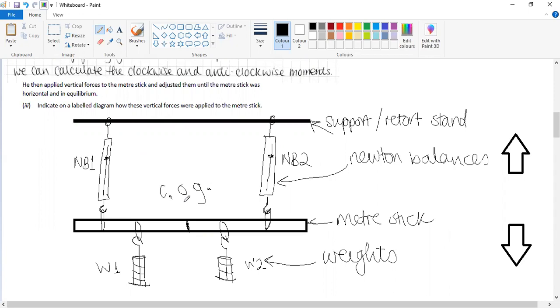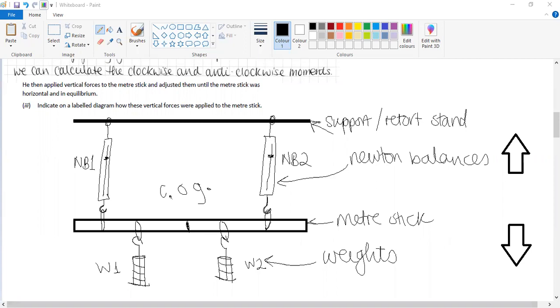Hopefully it's helping you to remember this experiment that you should have done in person. And I'm going to be that little bit extra because we're really aiming here to just make sure we squeeze every last possible mark out of our examiners and just make it super, super clear what we're talking about. Really make sure you're answering the question. The question was, indicate on a label diagram how the vertical forces were applied to the meter stick.